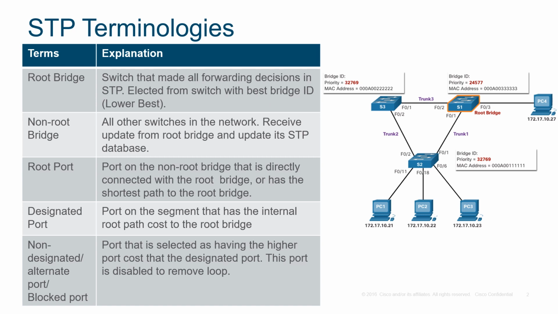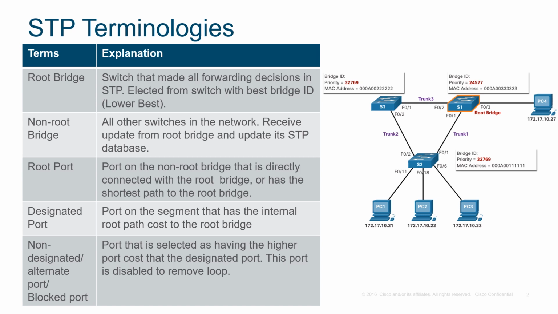So first we need to understand a root bridge. What is root bridge? Here we use the term bridge, but actually bridge refers to switch. So root bridge, or root switch, is the switch, when you have two or more switches, that makes all forwarding decisions in STP. The root bridge needs to be elected when you run the spanning tree algorithm. So the algorithm will choose the best root bridge.